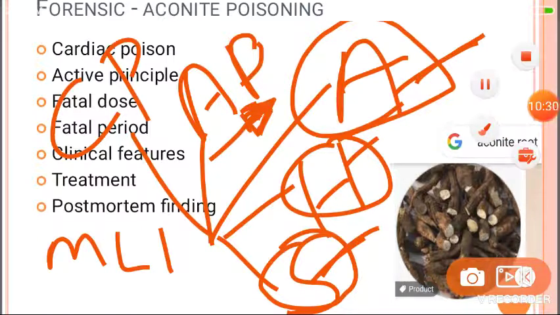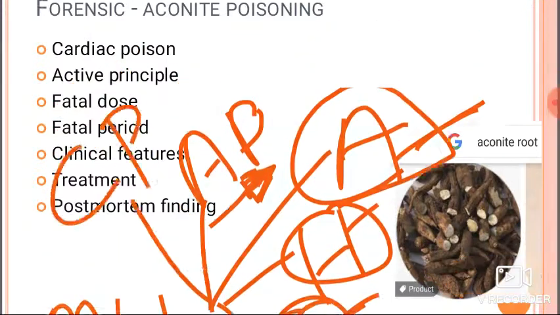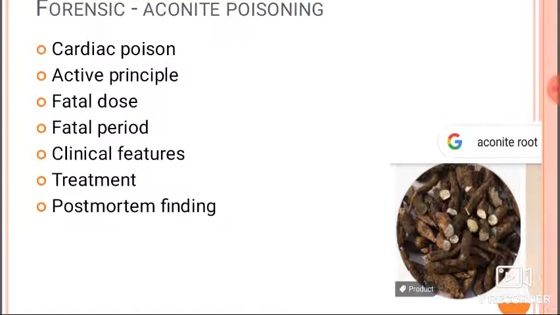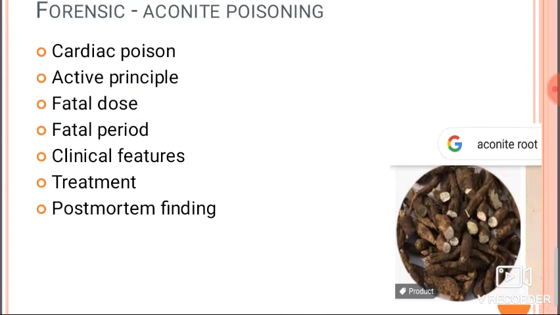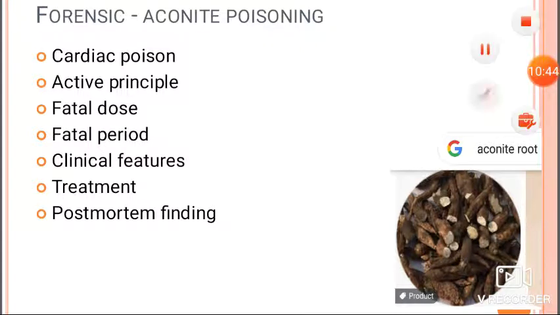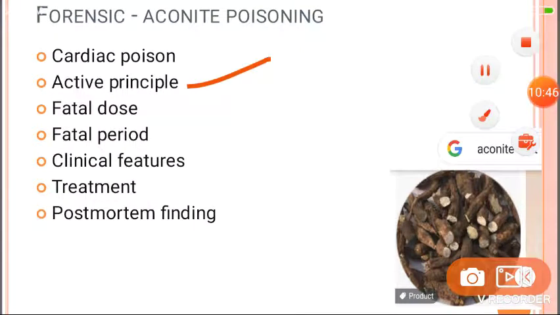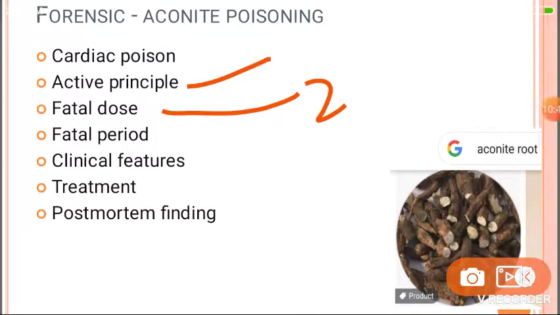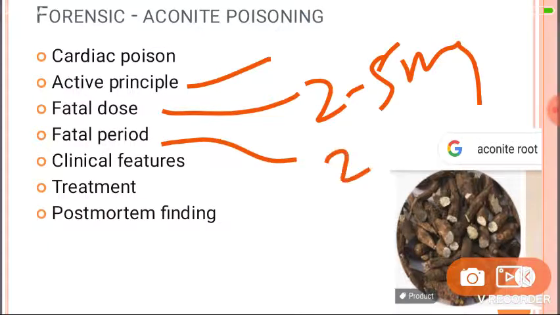Can you summarize? Can you say aconite? Say aconite. Aconite. Okay. So basically, aconite is a cardiac poison. Active principles are aconitine and pseudoaconitine. Fatal dose is 2 to 5 milligram of aconitine or 1 gram of root. Fatal period is 2 to 6 hours.